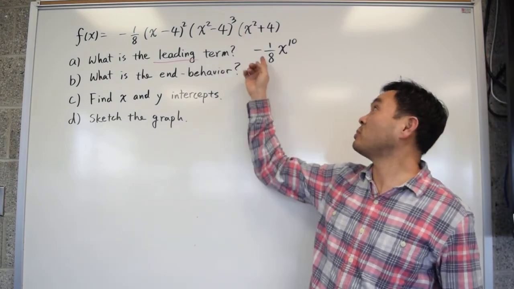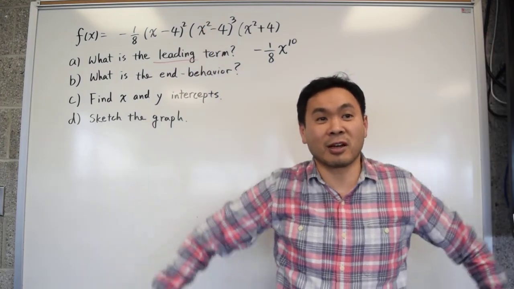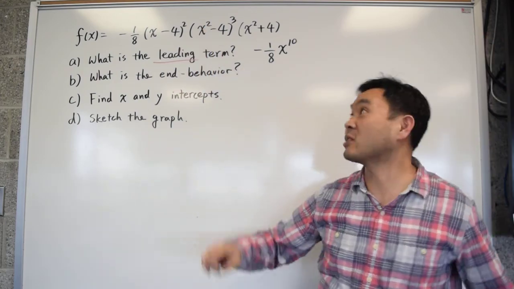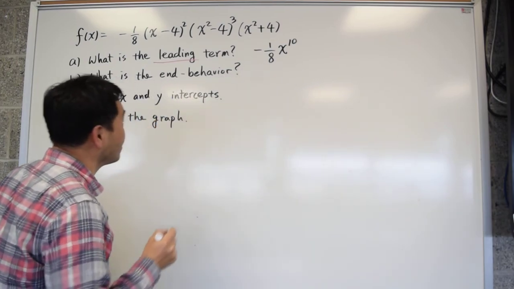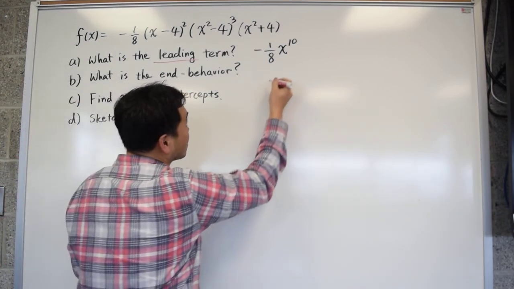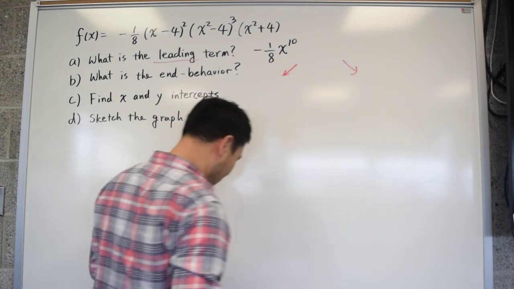Okay, because you have negative in front of the leading term, which one is it? Going up or down? Down. It's the one going down because it's negative, right? So I know that the end behavior would be going down as you go left and going down as you go right.